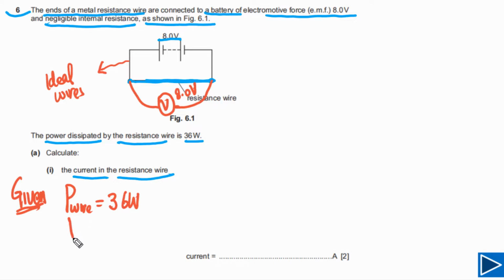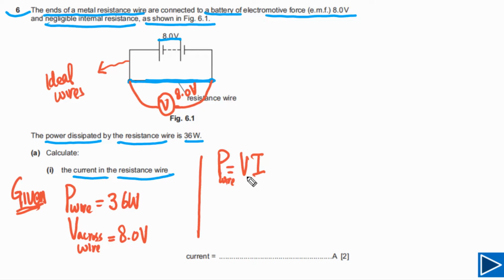So we can write down the V across the wire, which is given to us: the potential difference across the wire is 8.0 volts. Now we need to find the current. We need to understand how these quantities are linked with current. In this case you need to remember P is equal to V times I. P is the power dissipated by the wire, V is the potential difference across the wire, and I is the current passing through the wire.